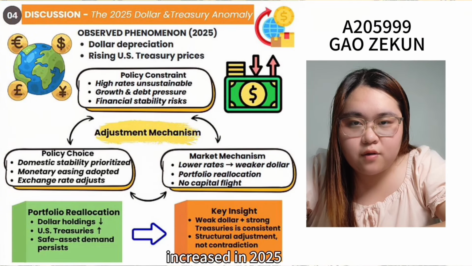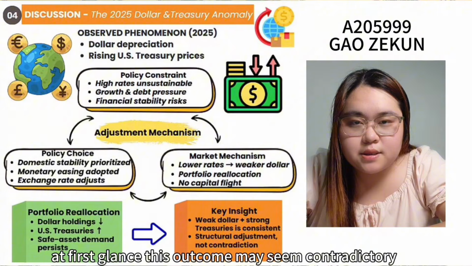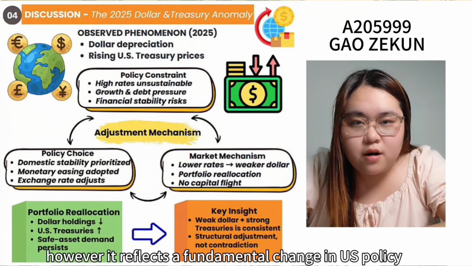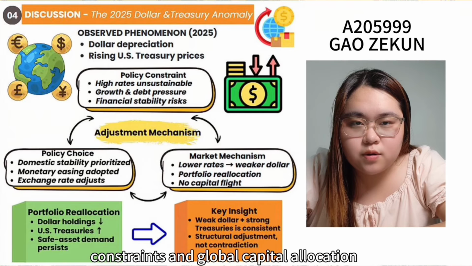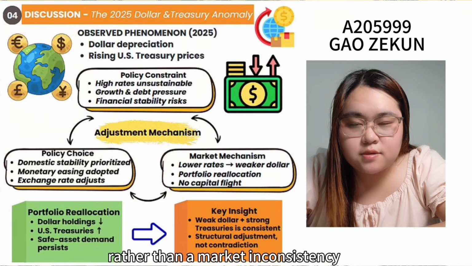Now I would like to briefly discuss why the US dollar depreciated while US Treasury prices increased in 2025. At first glance, this outcome may seem contradictory. However, it reflects a fundamental change in US policy constraints and global capital allocation, rather than a market inconsistency.